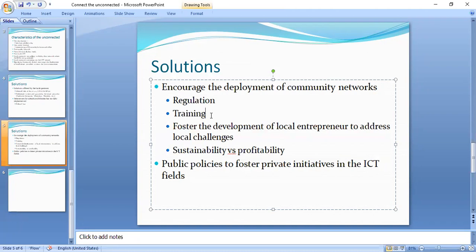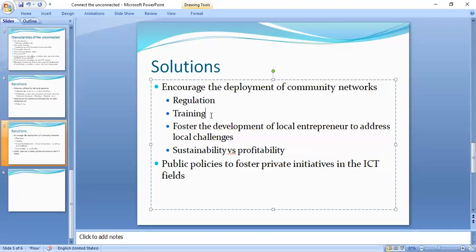And last but not least, in implementing those community networks, there must be a trade-off between sustainability and profitability, because those people, as we have seen in the previous slide, don't have much money to pay for their basic needs. So in this case, they don't have enough to pay for their internet access.